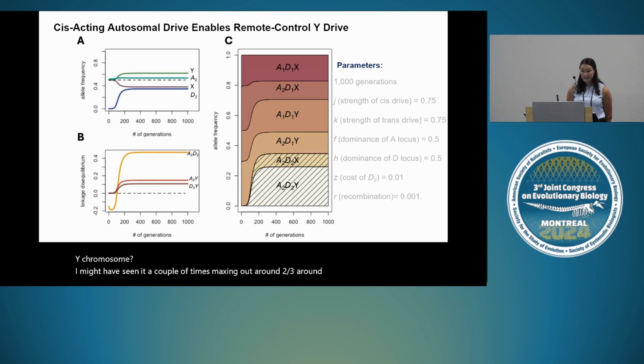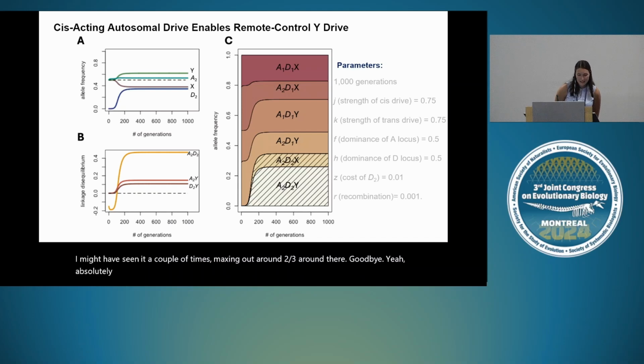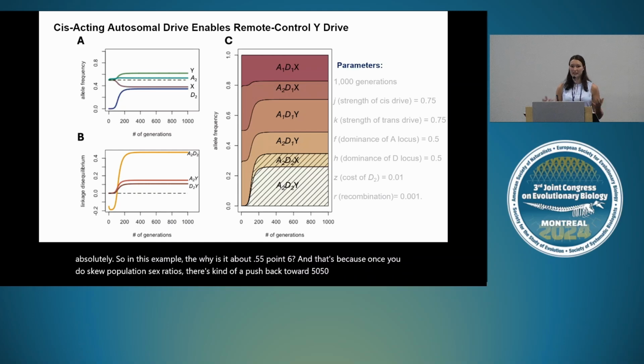The Y? Yeah, absolutely. So in this example, the Y is at about 0.55, 0.6, and that's because once you do skew population sex ratios, there's kind of a push back toward 50-50, simply because a population that's heavily skewed is going to have lower survival chances, and individuals of the rarer sex are generally thought to be more fit compared to individuals of the more common sex.